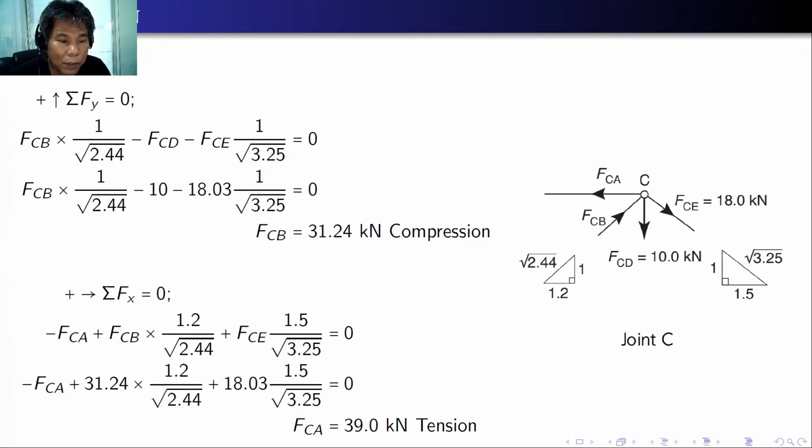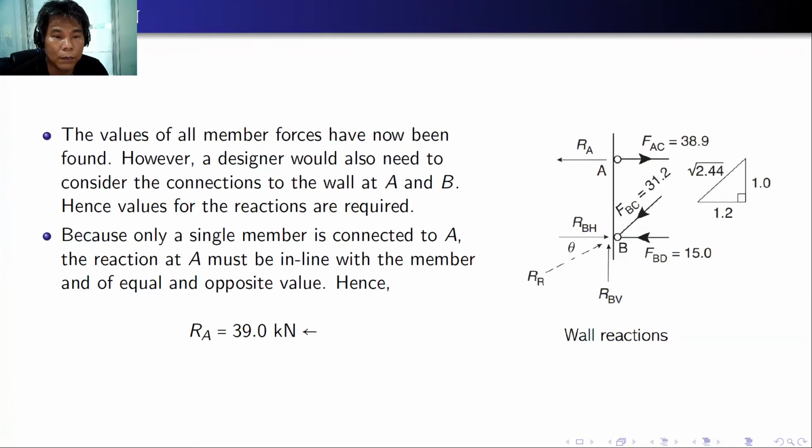Also, we can now use the summation forces horizontal, which is equal to 0. So we have minus FCE plus FCB times the slope 1.2 over square root of 2.44 plus FCE times the slope 1.5 over square root of 3.25. Solving for FCE, that's 39.0 kilonewton in tension. So far, the values of all member forces have now been found.